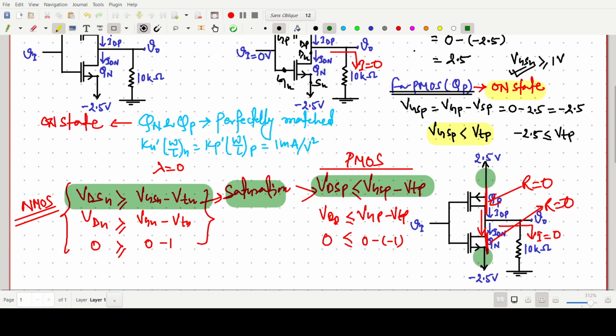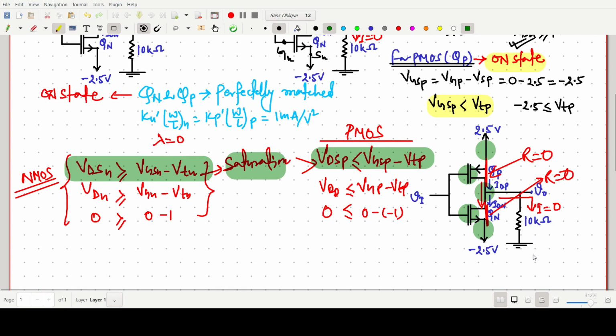So there is a direct current flow from source to drain, and no current will flow to the output node because there is no finite output resistance. All current will come here and go like this. Both transistors operate in the saturation region, and there will be no current on this side.